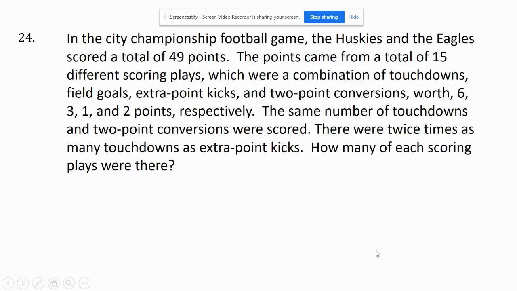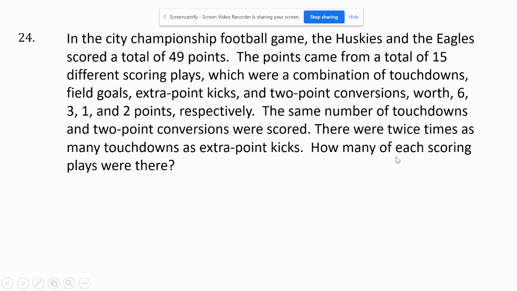All right. And then here, the city championship. Ooh, this was a pretty interesting one. The Huskies and Eagles scored a total of 49 points. Points came from a total of 15 different scoring plays, a combination of touchdowns, field goals, extra points, and 2-point conversions, which are worth 6, 3, 1, and 2. I mean, touchdowns are 6, field goals 3, extra points 1, and 2-point conversions are 2, hence the name. The same number of touchdowns and 2-point conversions were scored.